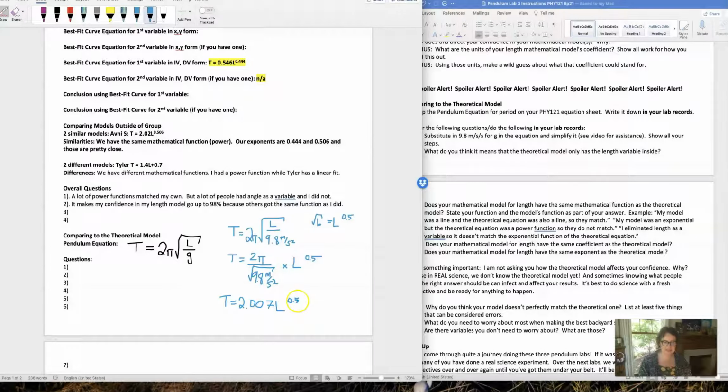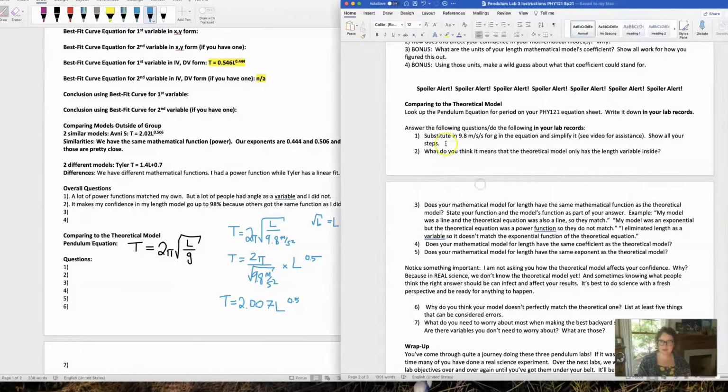Now that we have that, we can start answering a few more questions. That was number 1. What do you think it means that the model only has the length variable inside? Answer that question: what does that mean for length? Does it mean length is correlated or not? What does it mean for angle, that angle doesn't show up in the equation at all? What does it mean for mass, that mass doesn't show up in the equation at all?